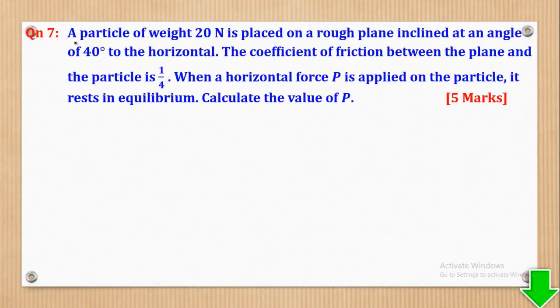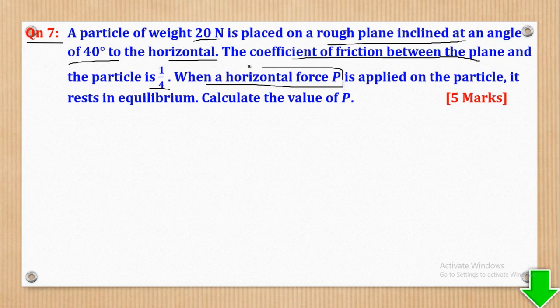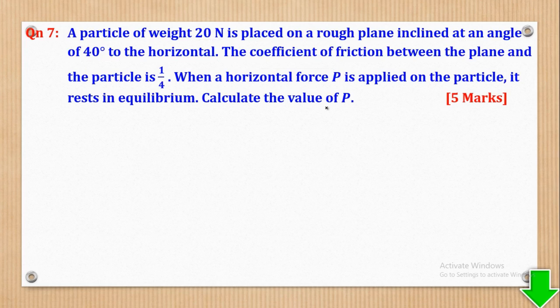Now we shall go to question 7, which says a particle of weight 20 newtons is placed on a rough inclined plane at an angle of 40 degrees to the horizontal. The coefficient of friction between the plane and the particle is a quarter. When a horizontal force P is applied on the particle, it rests in equilibrium. Calculate the value of P.